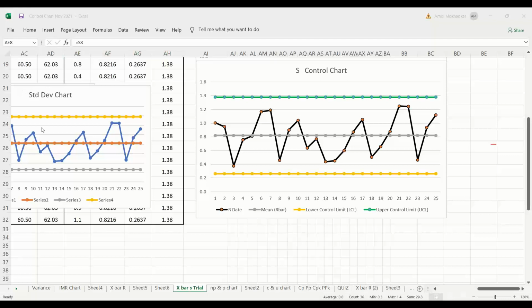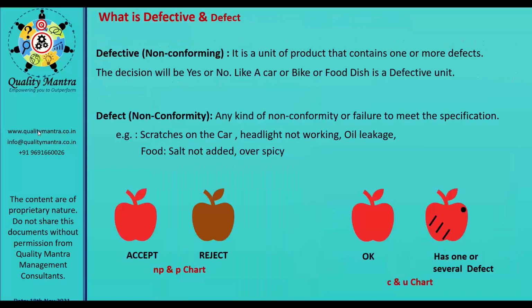So let us go to the presentation and discuss the defective and the defect. Why is this defective and defect important? Because now you are going to prepare the charts for the attribute type of data, and for the attribute type of data the charts are prepared for the defective and the defects.